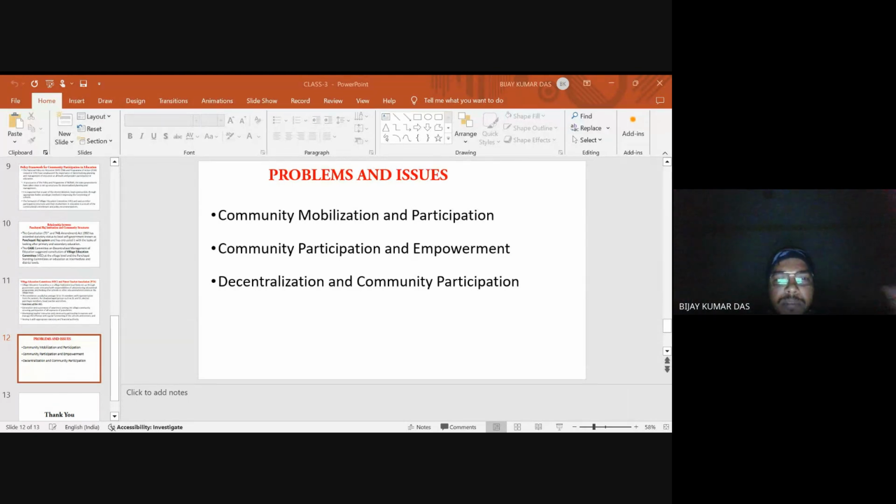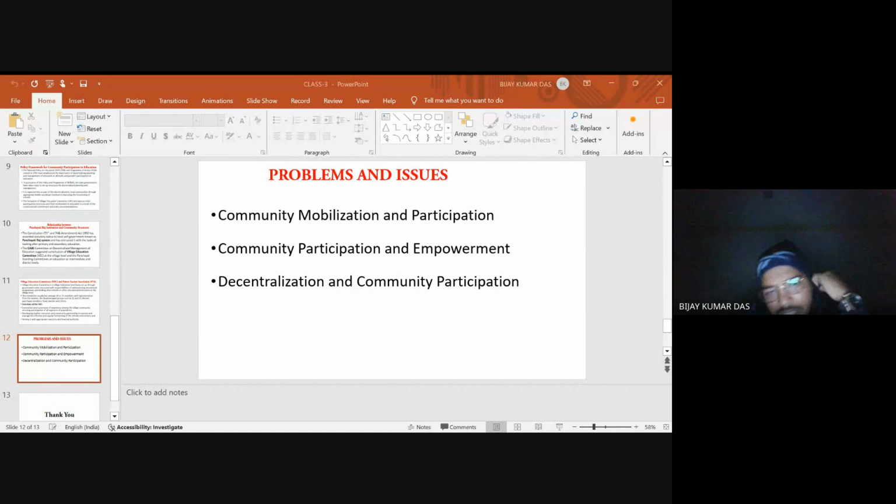Does community participation ensure community empowerment? Will the empowerment of local political bodies ensure community empowerment? So who will be responsible for this?